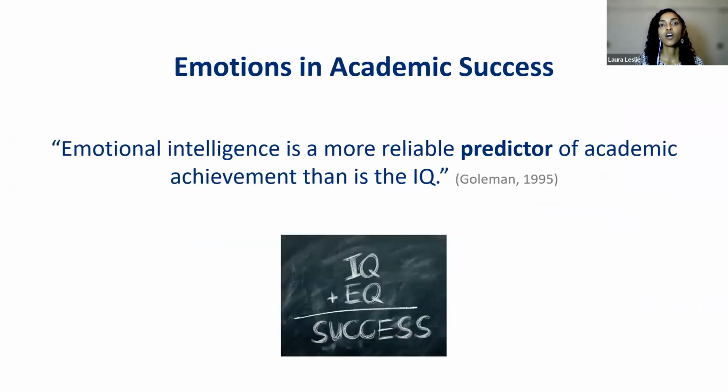In addition to helping students communicate better in and outside the school, emotional intelligence is associated with academic achievement. Emotional intelligence is a more reliable predictor of academic achievement than is the IQ. This means that having social emotional skills contributes more to a student's achievement at school than their academic brain power, that is, their ability to acquire and use knowledge.